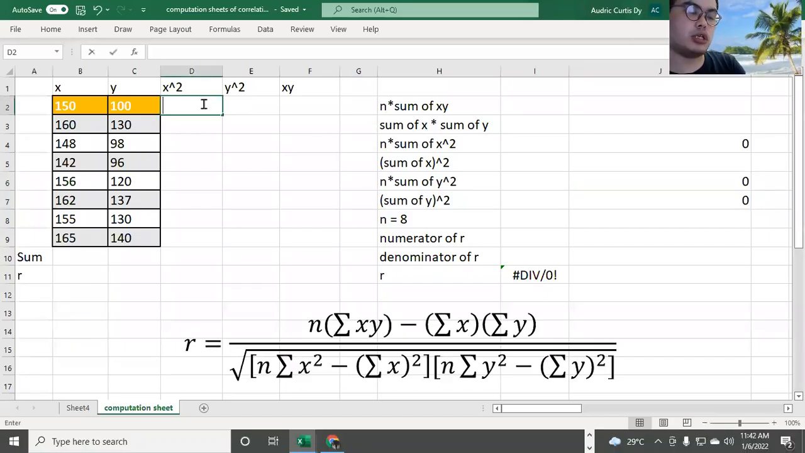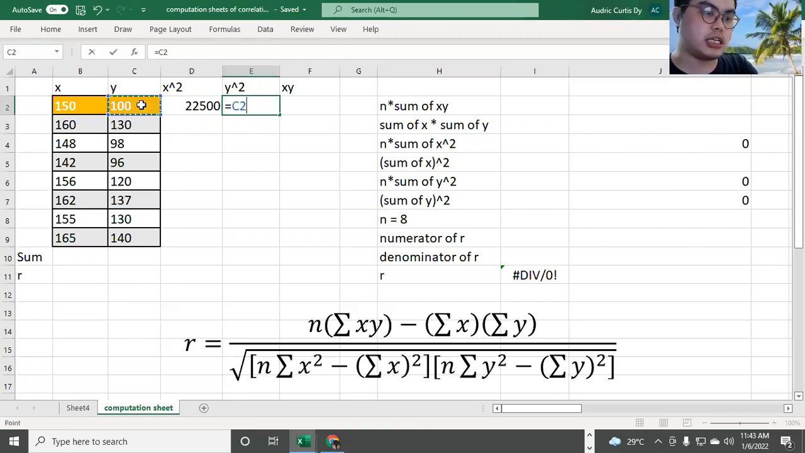In order to look for x squared, we need to type this value, then hold shift while pressing 6. This will be an exponent indicator. Then you type here 2. To type for y squared, you click this cell, then press the exponent indicator by holding the shift key and tapping the number 6 once like this. So this will be 2.